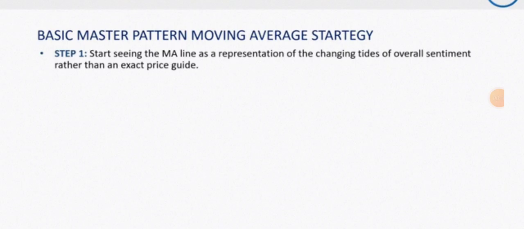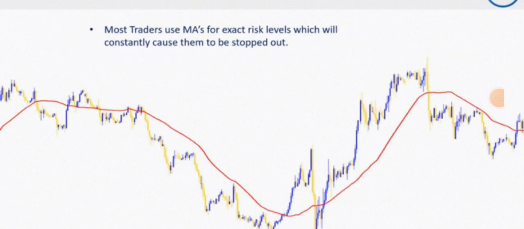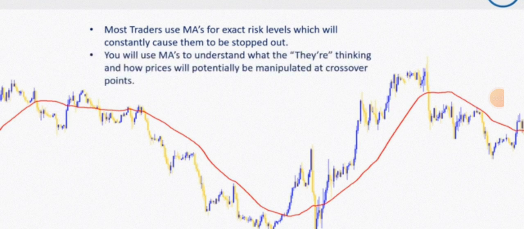Now, here's what I mean by that. Most traders use moving averages for exact risk levels, which will constantly cause them to be stopped out. Like we saw in the example earlier, when you get in those tight sideways markets, there's a lot of crossovers that end up being false and you could get stopped out. You want to use the moving average to understand what they're thinking and how prices will potentially be manipulated at the crossover points. So when it's crossing over, you want to understand, how are the institutions going to use this to create liquidity? How are the smarter, bigger players going to use this visual crossover to their advantage?